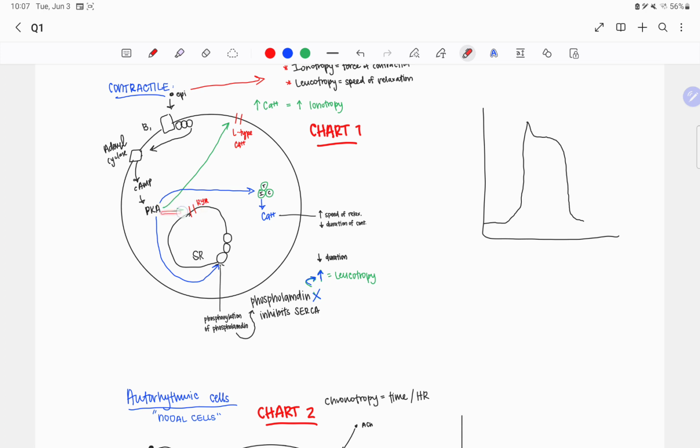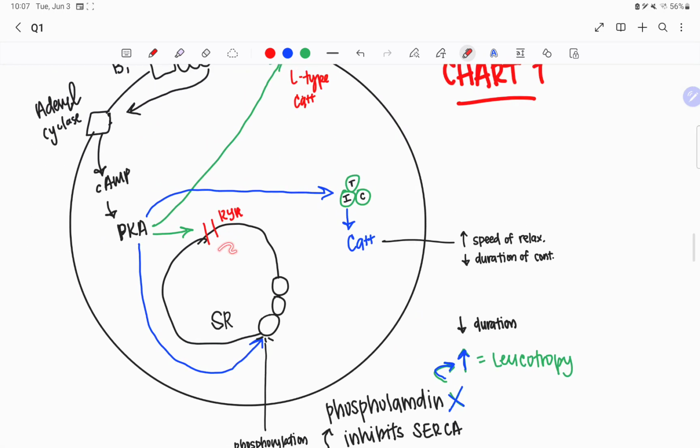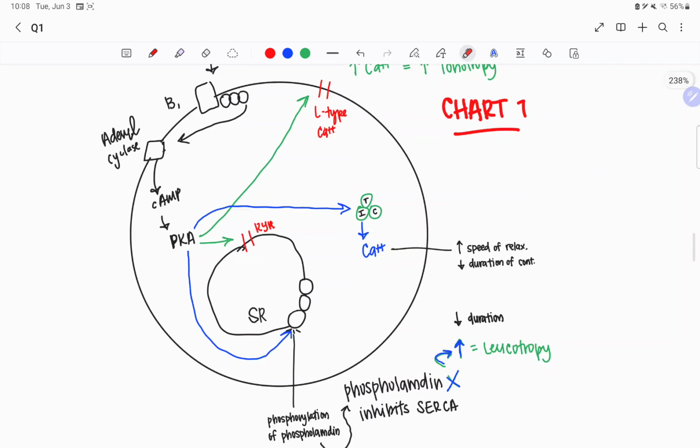Or PKA comes here and phosphorylates the RYR channel in our SR, right? We talked about that in skeletal muscle. There's no DHP for cardiac muscles, it's just the RYR, ryanodine. So then there's a lot more calcium inside the muscle now. And again, calcium is always associated with muscle contraction. So the more calcium, the more contraction, right?